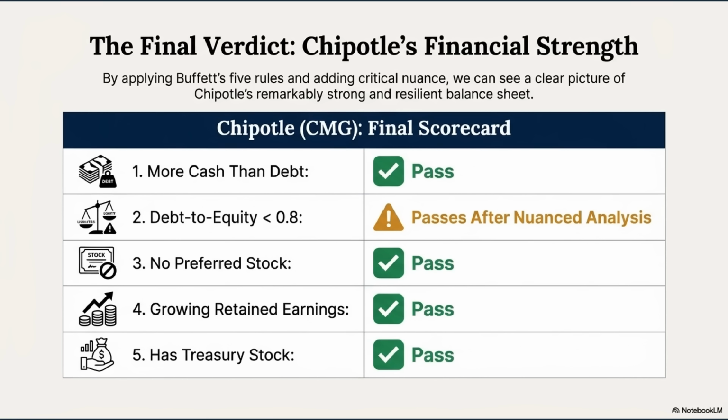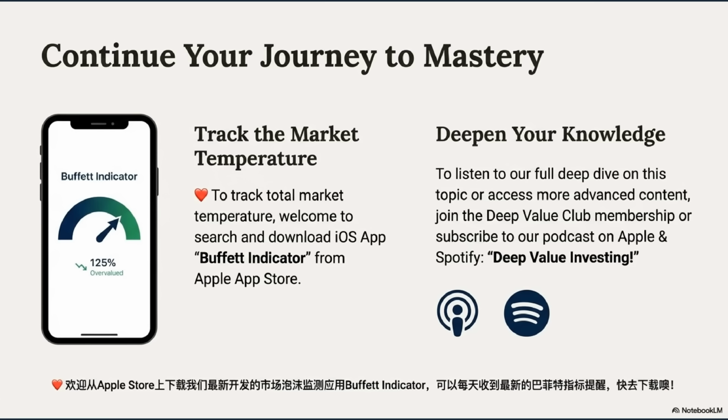And finally, Rule 5, treasury stock. A look at their equity section shows CMG has bought back over $5 billion of its own stock, cumulatively. And that figure is increasing. Which confirms they are actively allocating capital back to shareholders. Pass. So 4 out of 5 rules passed with absolute flying colors.